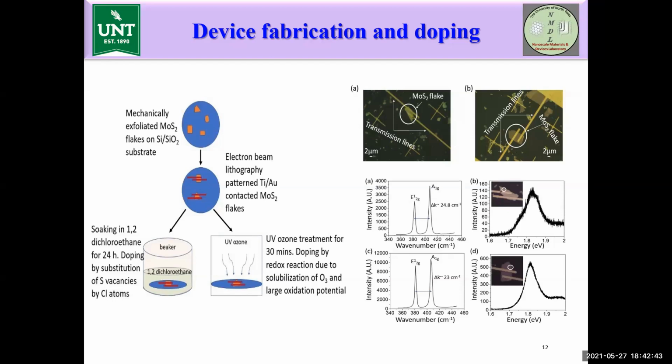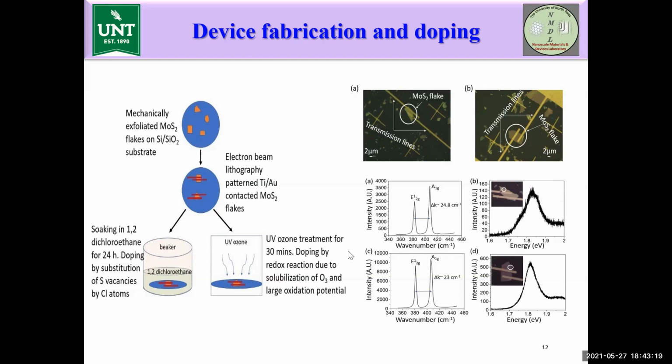And here the figures shown, A and B, are the optical images taken at 100x after the fabrication of contacts. The first one shows the device before immersion in 1,2-dichloroethane, and on the right it shows the device before exposing it to UV ozone. As you see, the contacts are pretty clean, and the material was contacted well using the fabrication technique employed.